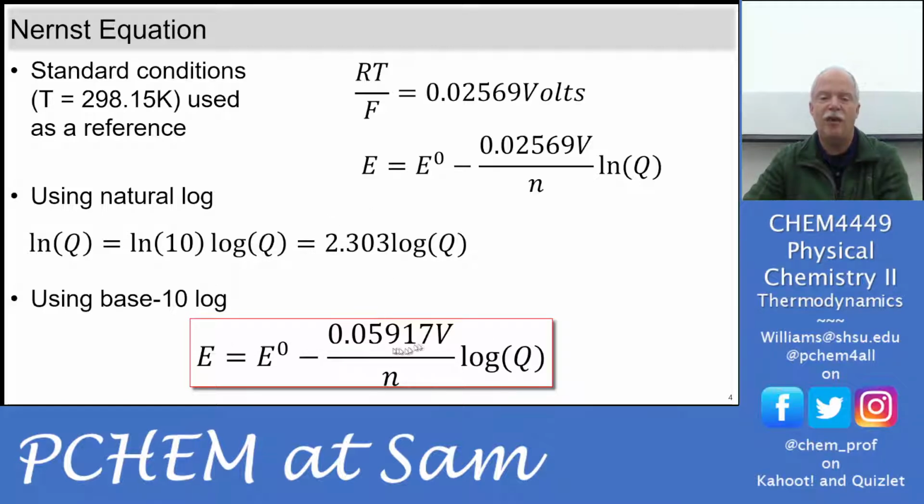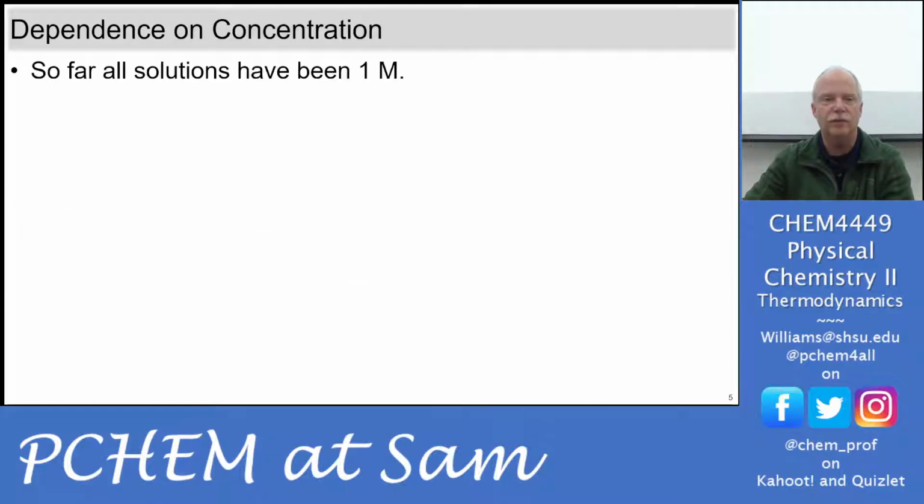So this 0.05917, this sort of mysterious number that you see, is actually just RT over F converted to log base 10. So that number is valid for 25 degrees C and 1 atmosphere and in sort of 1 molar solutions. Actually, it doesn't have anything to do with the molar solutions. It's just at room temperature. So that's the Nernst equation. Let's use it. Let's figure out what it does for us.